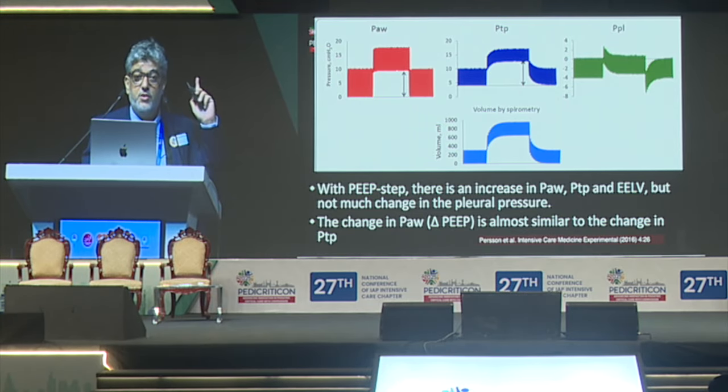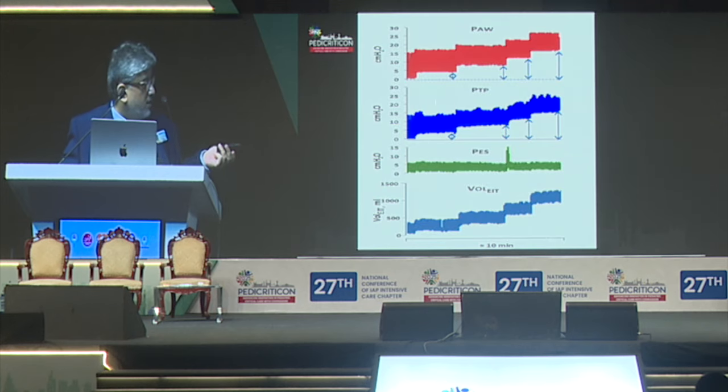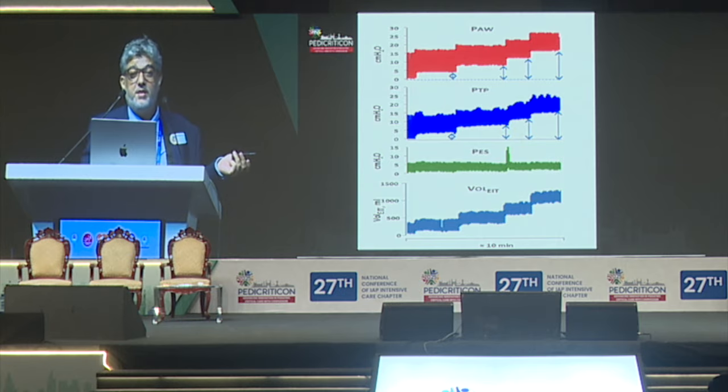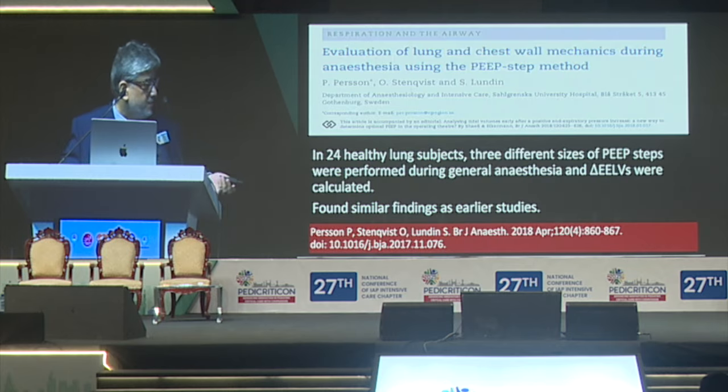The same finding which was found in a 2012 study in pigs. This was a study in human beings, in 12 adults at different PEEPs, and they also found similarly that change in airway pressure and change in end expiratory lung volume is not affecting the pleural pressure as long as the change in tidal volume is equal to delta ELV. They found that there was an excellent correlation and agreement of transpulmonary pressure based on lung elastance determined by conventional esophageal pressure monitoring and based upon this equation of delta PEEP divided by delta ELV.